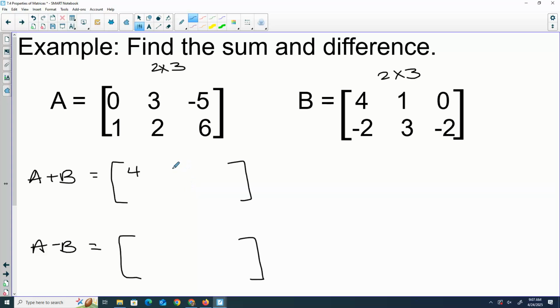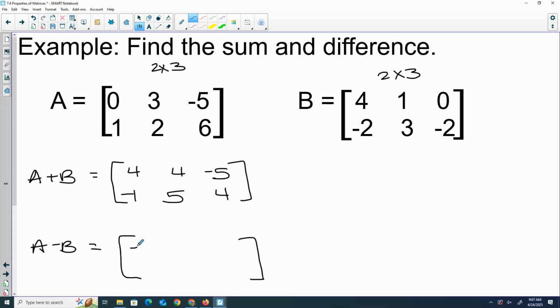3 plus 1 is 4. -5 plus 0, -5. Second row, 1 plus -2 is -1. 2 plus 3 is 5. 6 plus -2 is 4. A minus B, you just subtract.